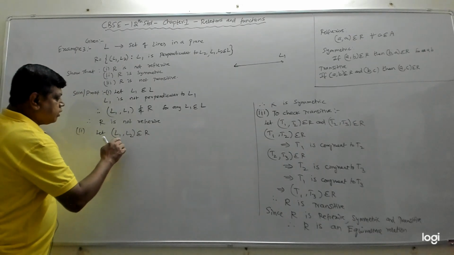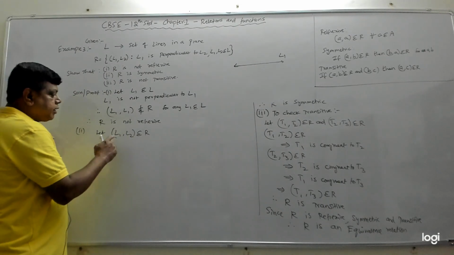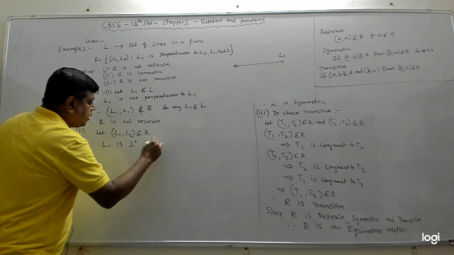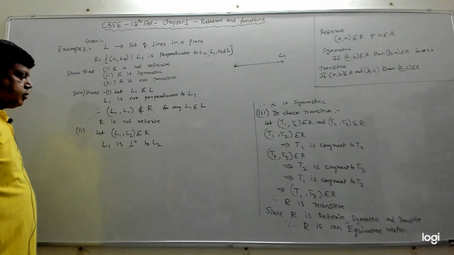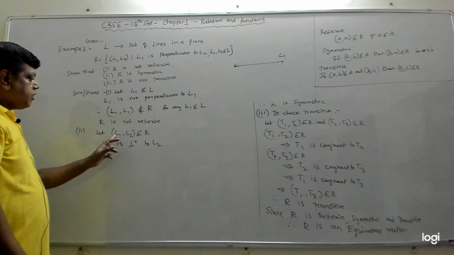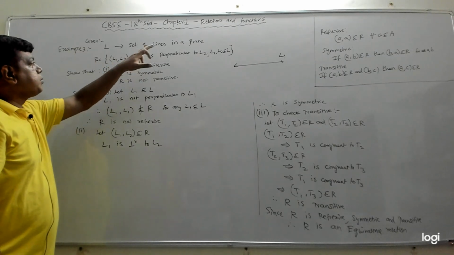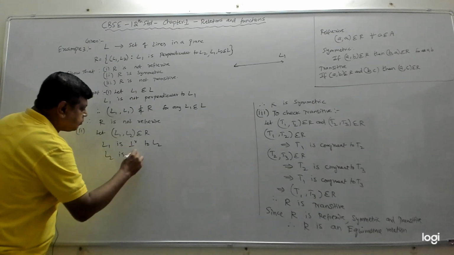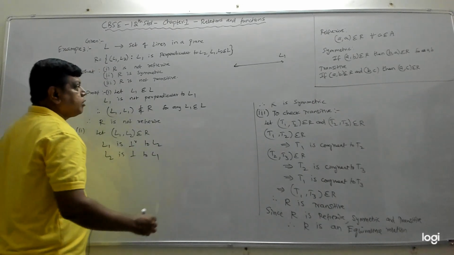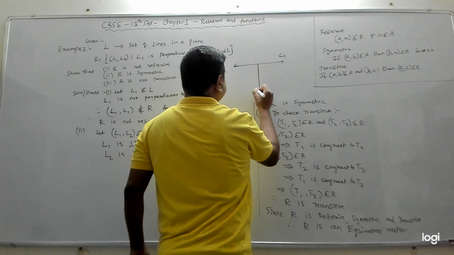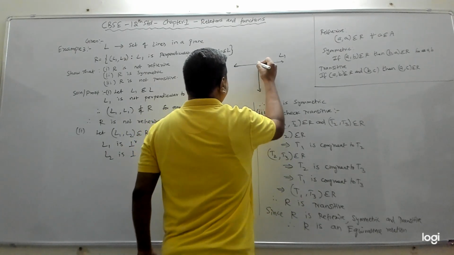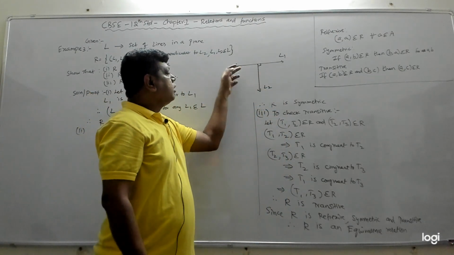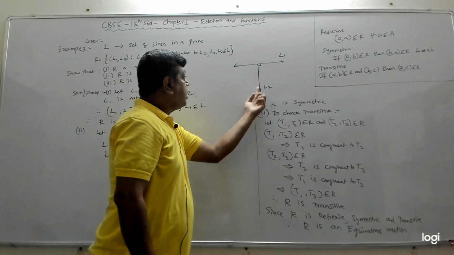Now, we have taken an element: L1 comma L2 belongs to R. What does that mean? L1 is perpendicular to L2. This is the symbol for perpendicular. That is the meaning of L1 comma L2 belonging to R: L1 is perpendicular to L2. When L1 is perpendicular to L2, we can say L2 is perpendicular to L1, right? Because suppose this is a line L2, and we can say L1 is perpendicular to L2. I can also say L2 is perpendicular to L1, right?